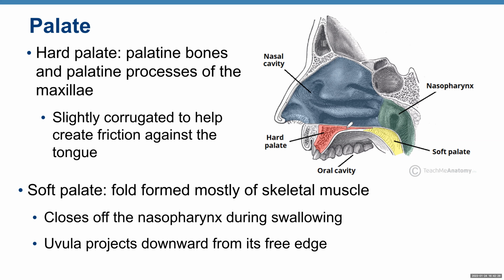Then we have the soft palate, formed mostly of skeletal muscles, which closes off the nasopharynx during swallowing, and the uvula projects downward from the free edge of the soft palate. You don't have the uvula over here, but it would be right there. So hard palate, soft palate, and then uvula.